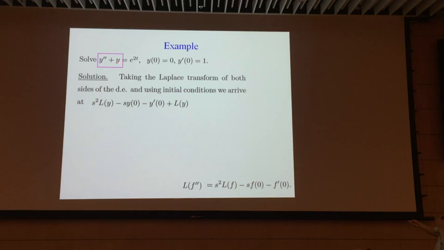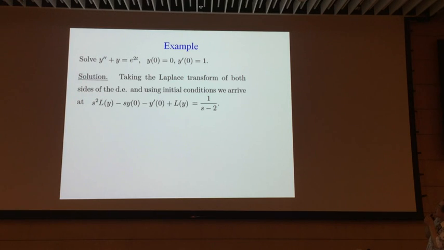Right, then the Laplace transform of y is written down here. For the right side, e to the 2t, I'll need this formula: the Laplace transform of e to the at is 1 over s minus a. So put that in. A here is obviously 2, so 1 over s minus 2. Right, so now we have an algebraic equation in front of me.